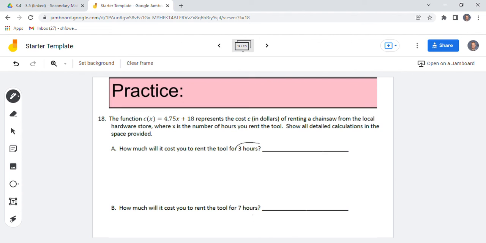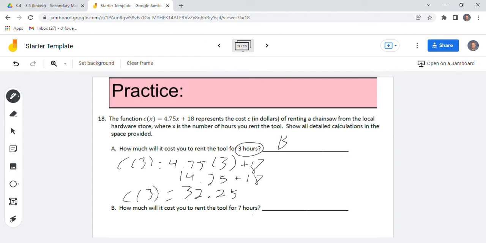All right, that's going to look like this. So since our X value is 3 for that 3 hours, we're going to have C of 3 equals 4.75 times 3 plus 18. 4.75 times 3 is 14.25. You are welcome to use a calculator on that if you need to. So we get plus 18 again. 14.25 plus 18 is 32.25. So our cost is $32.25 for that.